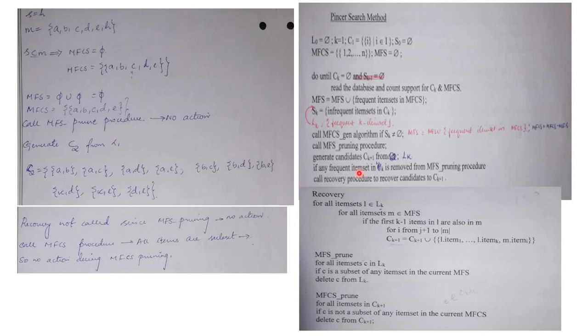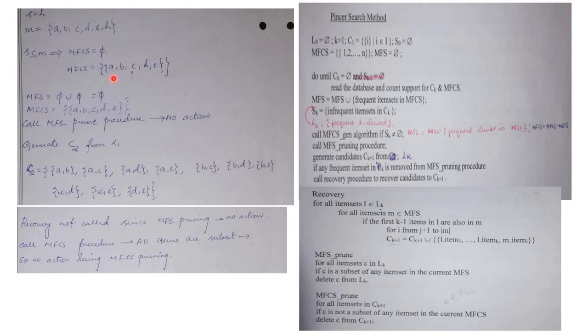And then the next step is to generate candidate Ck plus 1 from Lk. So we have to generate C2 from L1. After generating C2 from L1, I get these many sets. And then the next step is, if any frequent item set in Lk is removed by the MFS pruning procedure, call the recovery procedure to recover candidates to Ck plus 1. The recovery procedure is called only when we remove some item sets in Lk.